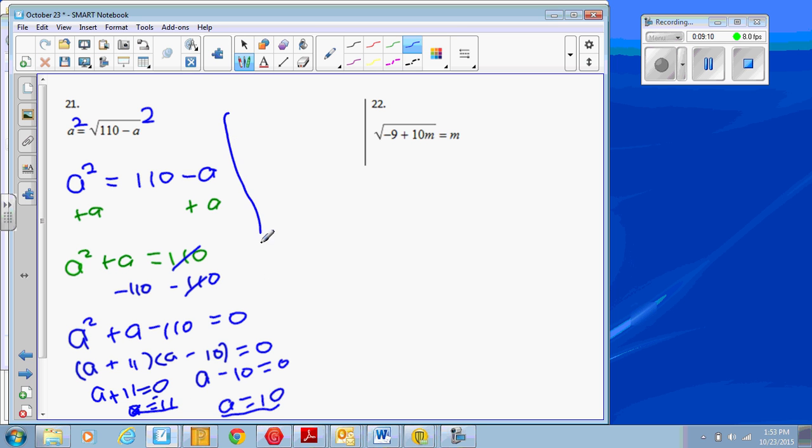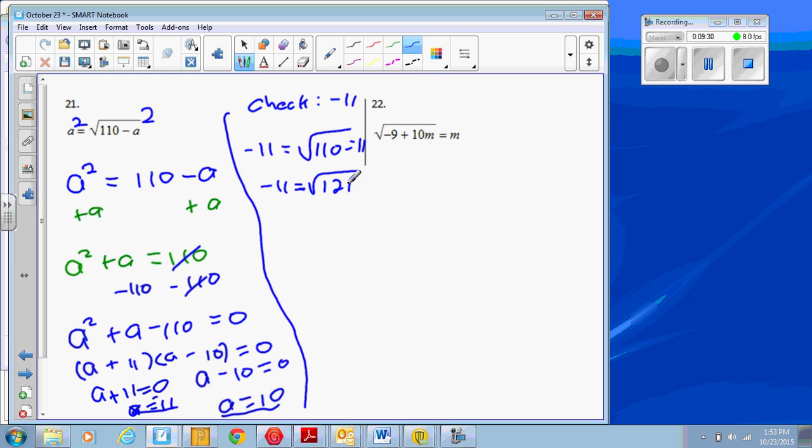Let's check negative 11 first. So that's going to be negative 11 equals the square root of 110 minus negative 11. So negative 11 equals the square root. 110 minus a negative is plus a positive, so that's going to be 121. So negative 11 equals 11, and that's not true. This is not true, so that means negative 11 is not a solution. It's an extraneous solution, meaning it's a solution to a modified equation, but not the original.